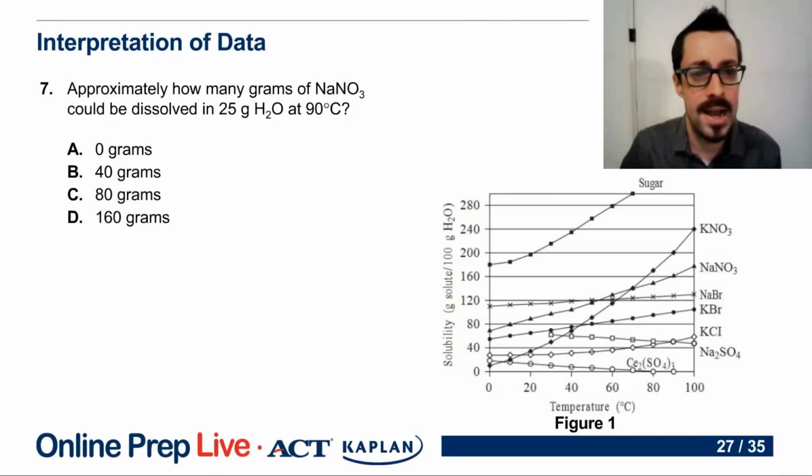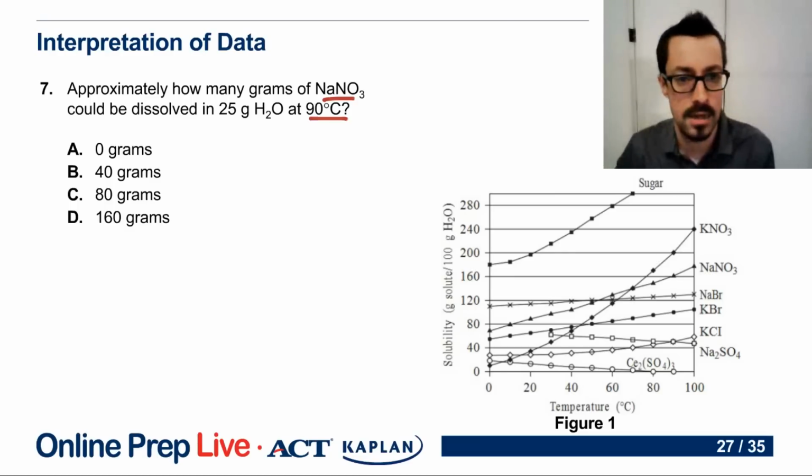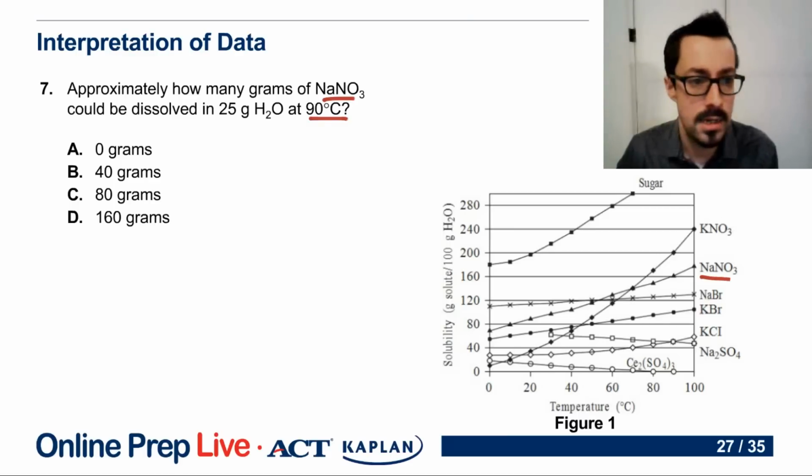It says, approximately how many grams of NaNO3 could be dissolved in 25 grams of H2O at 90 degrees Celsius? And well, first, I don't know, maybe most of you, I have no idea what NaNO3 is. Is that like nitrogen? I don't know. I don't care. But I just look over here on my chart and I say, here it is. NaNO3 is this line right here. And we're talking about 90 degrees.